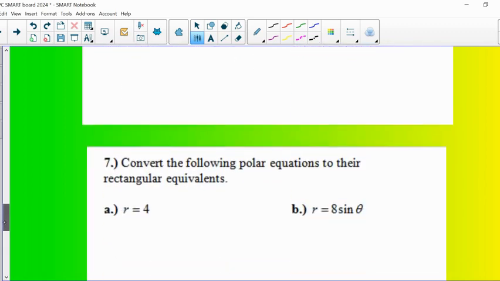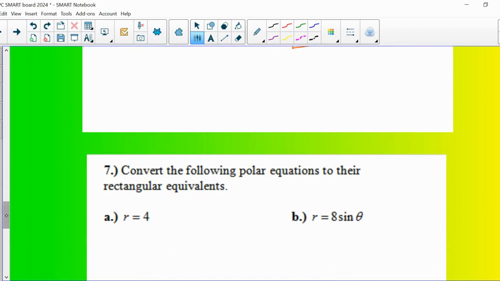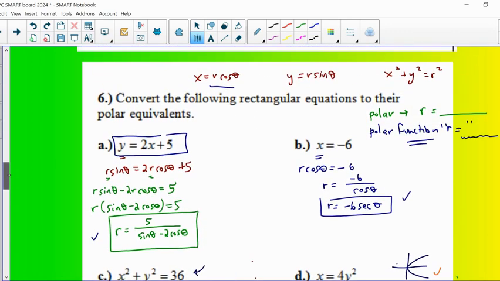Okay, so now going backwards, our goal is to try to create r cosine thetas, because then we can replace them with an x. Or create r sine thetas, because then we can replace them with a y. Or create r squareds, because then we can replace it with x squared plus y squared.